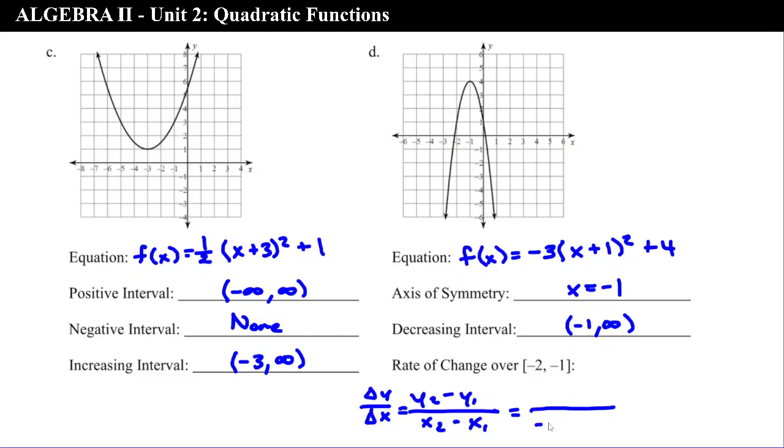So let's make x2 negative 1, and we'll do x1 as negative 2. Where x2 is negative 1, our y is 4. And at negative 2, our y is 1. And so we have 3 on the top, and on the bottom negative 1 minus negative 2, which is negative 1 plus 2. That's going to give us 1. And so our rate of change is 3.